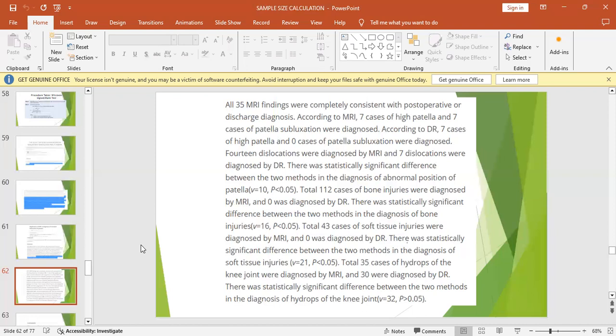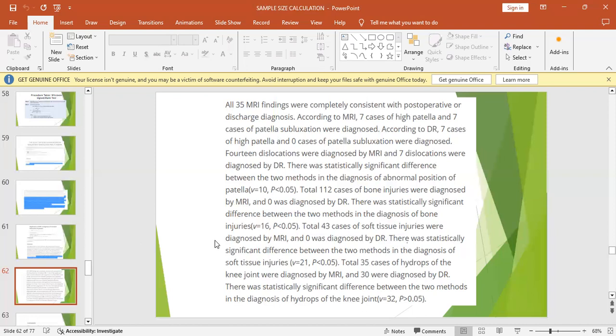Total 112 cases of bone injury were diagnosed by MRI and 0 by diagnostic radiology. There was a statistically significant difference between the two methods in diagnosis of bone injury. Total 43 cases of soft tissue injuries were diagnosed by MRI and 0 by diagnostic radiology. There was a statistical difference between the two methods in the diagnosis of soft tissue injuries.